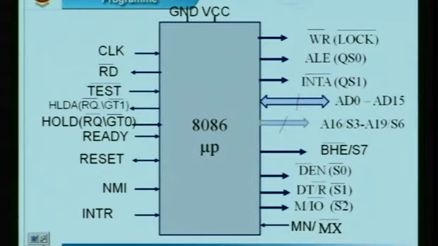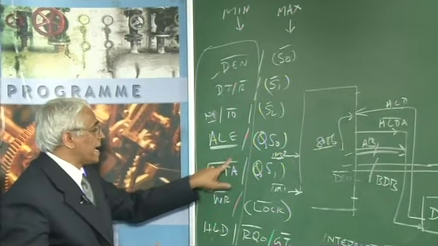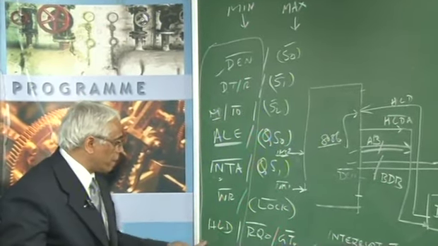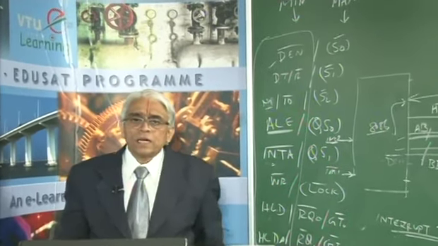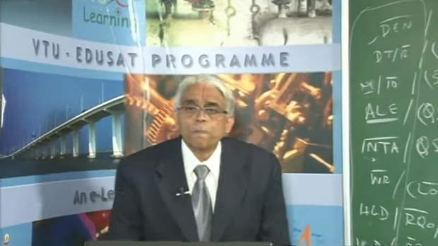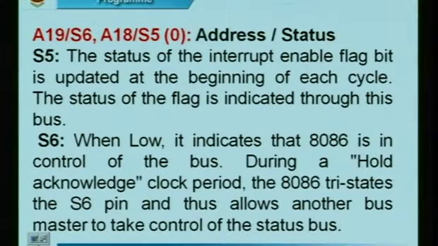So, these are the 20 pins that are available in the 8086 microprocessor. Now, I have been mentioning only one part of the pins that are available. They are DEN, DT by R bar, M by IO bar, ALE, interrupt acknowledge, write bar, hold acknowledge. Now, let us look at the remaining important points, which are about what the other pins are doing.